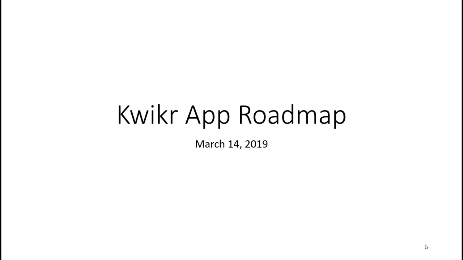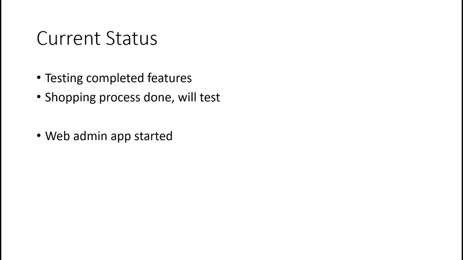Okay, so this is an update on the roadmap, where we are and where we've got to go. Current status, we're testing all the completed features we've done. We're testing and refining, and we're trying to match up the iOS and Android versions as closely as we can. And we've still got to stay true to the platform though. So not everything's going to be exact, but we're trying to at least mimic what each other is doing. We're done with the shopping process. There are some bugs here and there and some refinements we've got to make. So that's one of the things we'll be doing ongoing.